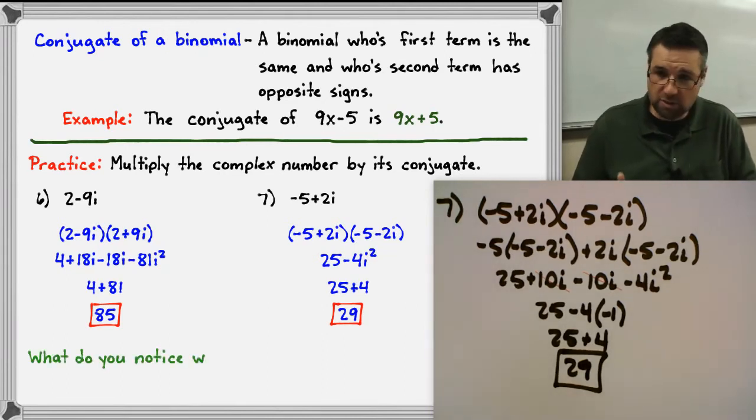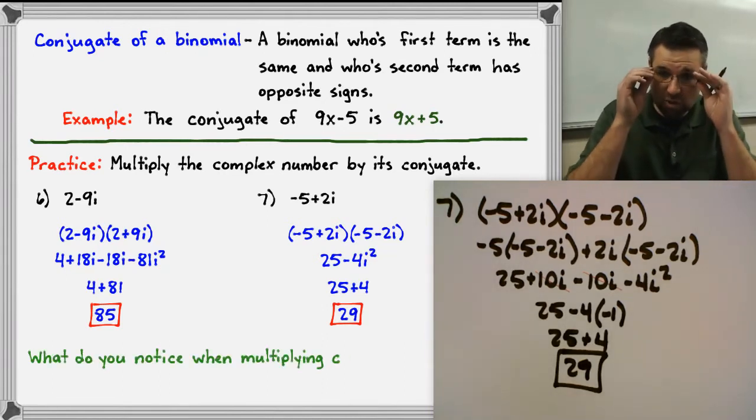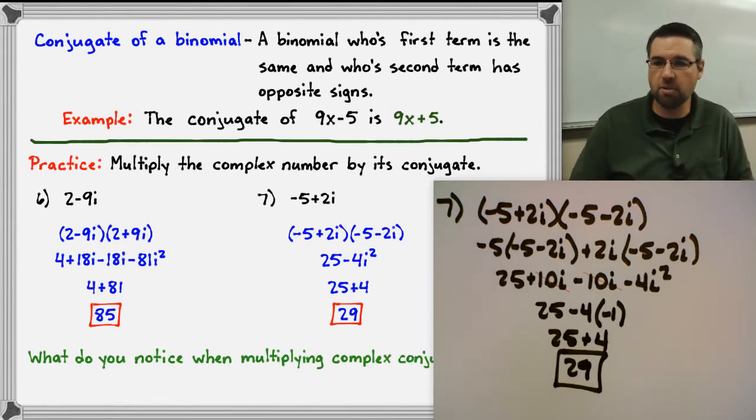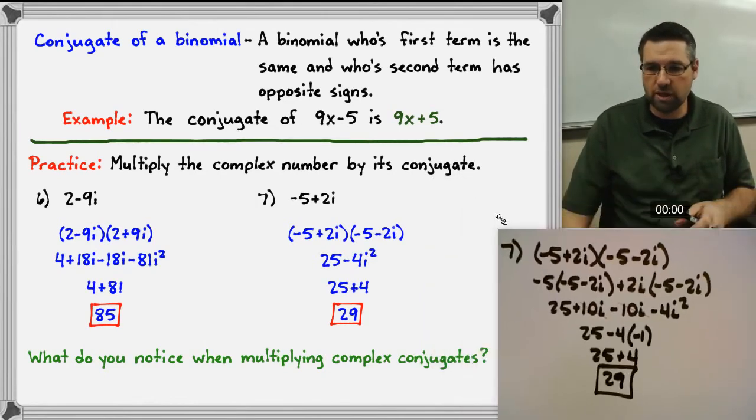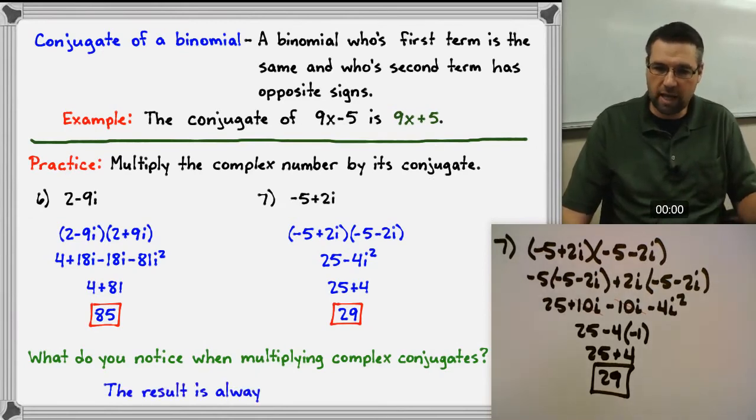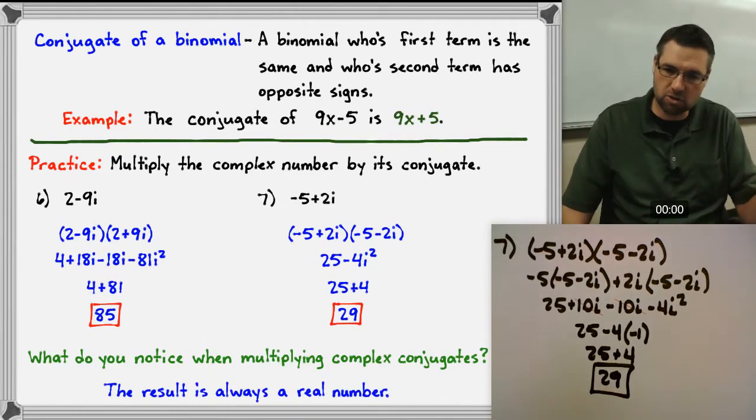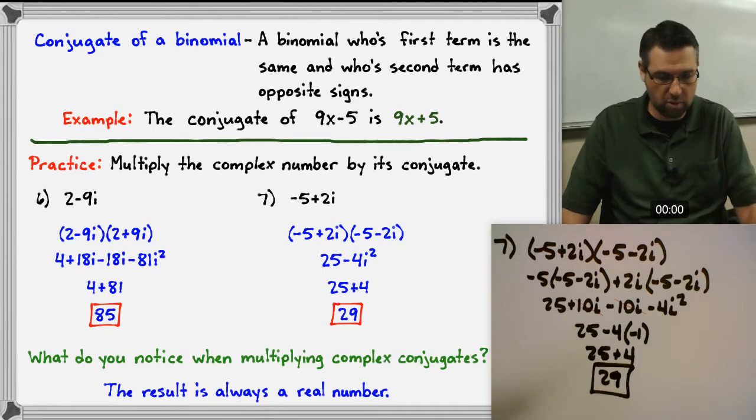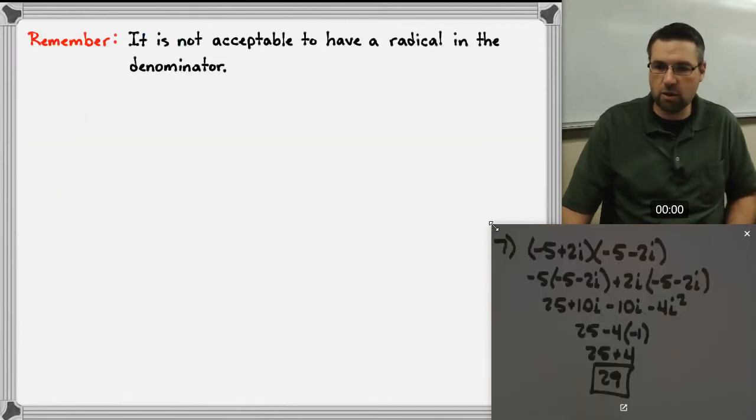So what do you notice? We kind of already answered this. What do you notice when you multiply conjugates of complex numbers? Well, you should notice that you end up with a real answer, okay? The result is always a real number. All right, let's go ahead and take a look at the next slide.